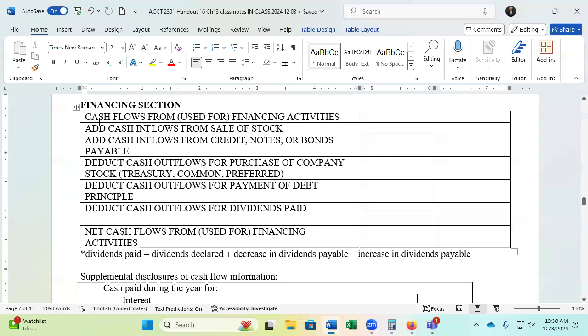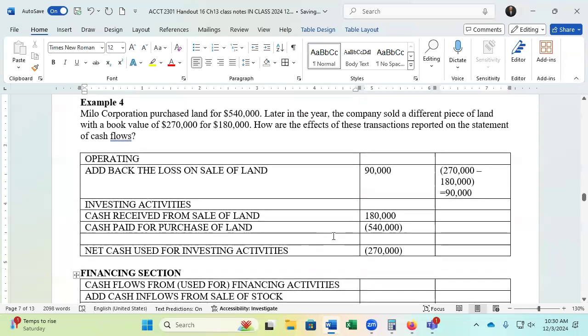And keep in mind here, there's a little formula if you want to calculate the dividends paid. Dividends paid equals dividends declared plus the decrease in dividends payable minus the increase in dividends payable. That goes back to using that dividends account on the previous example.